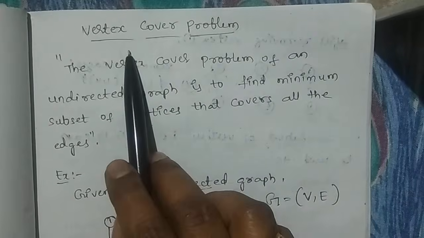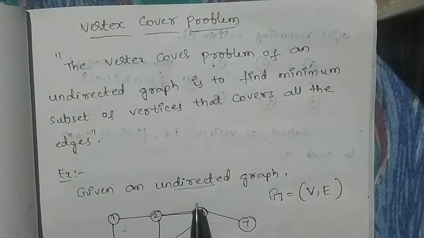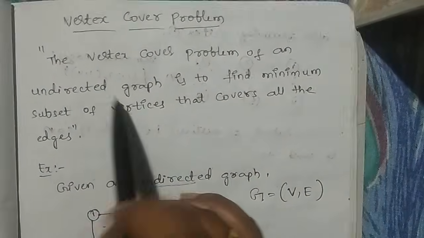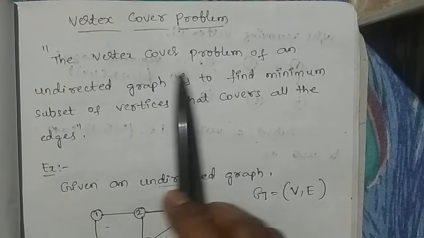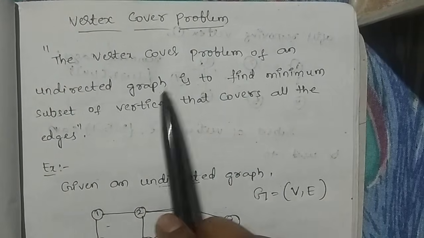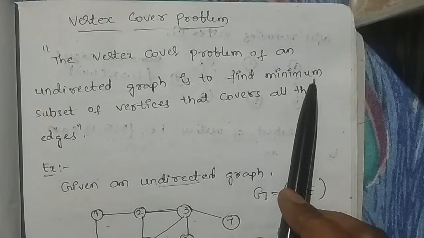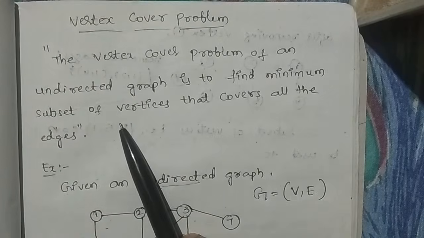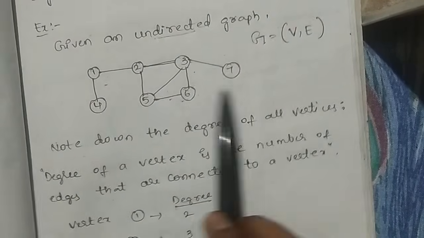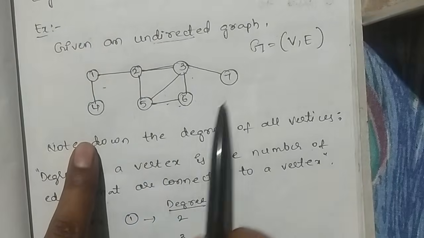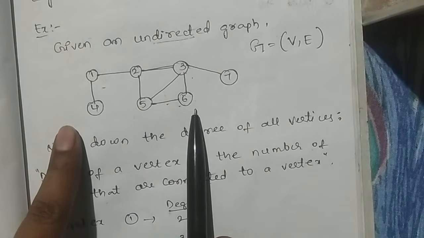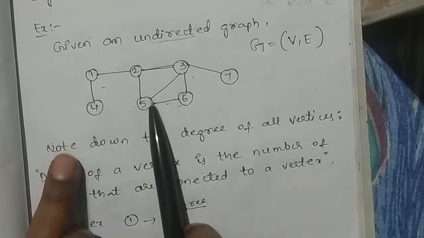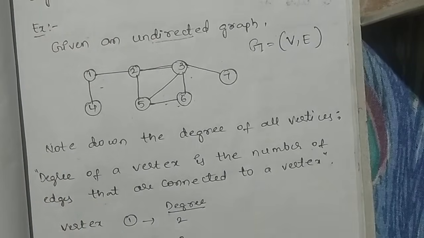So the vertex cover problem is totally related to an undirected graph like this. Coming to the problem, it can be defined as: the vertex cover problem of an undirected graph is to find the minimum subset of vertices that covers all the edges. Suppose this is an undirected graph. In this graph we have to take the minimum number of vertices, and that subset of vertices should cover all the edges of this graph. So this is a simple problem.